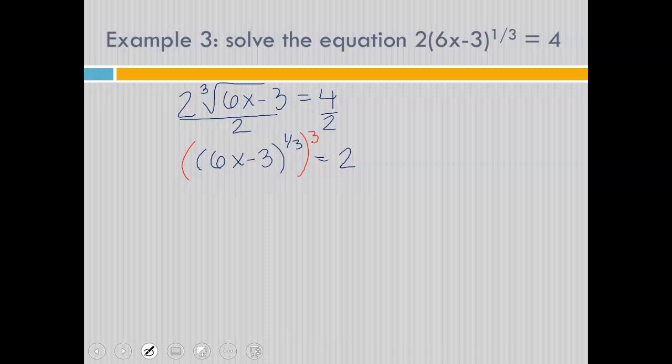So power to a power is multiplied. That's why if you have a cube root, you cube both sides, because it cancels each other out and you're left with what's inside. So we would have 6x minus 3 equal to 2 cubed, which is 8. Add 3, divide by 6.